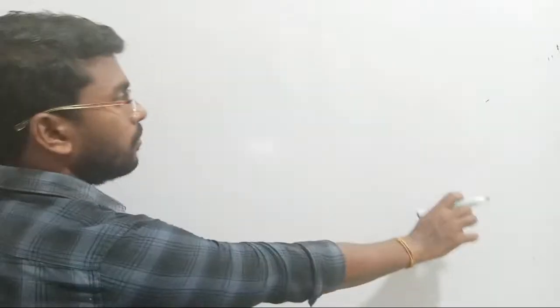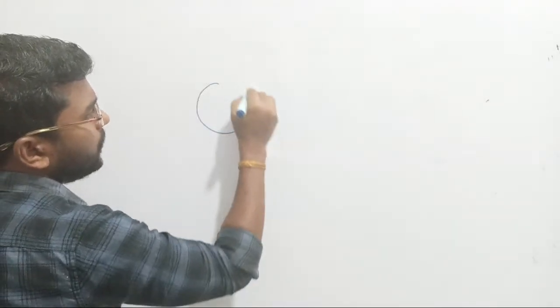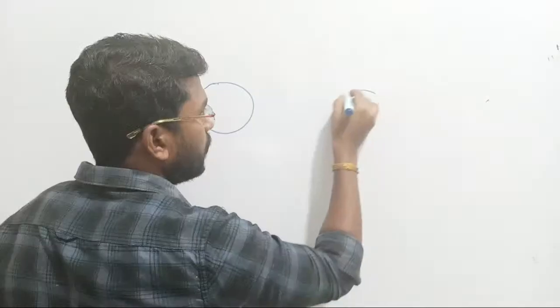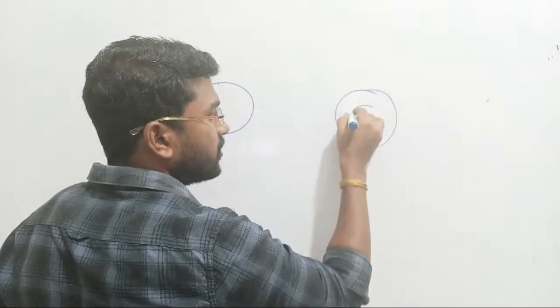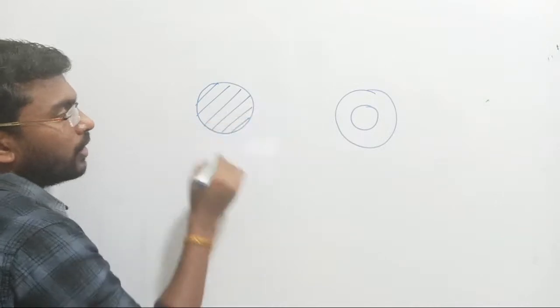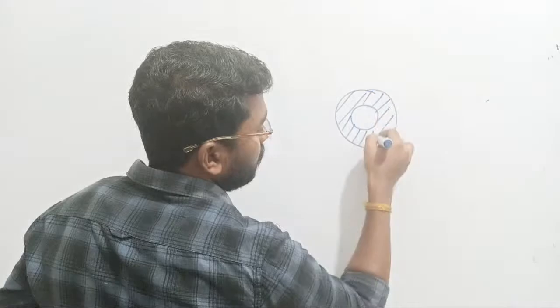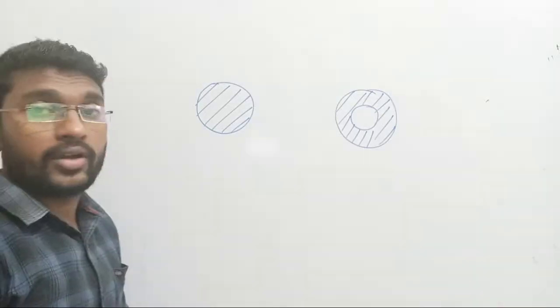We are using bundled last. First, let us take the solid connector. Very simple, we are just seeing the differentiation. This is the solid connector, okay? And this is going to be the cylindrical connector. Sorry, hollow cylinder. Solid and hollow cylinder are the difference.